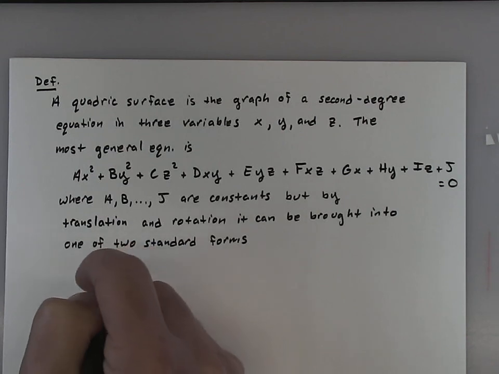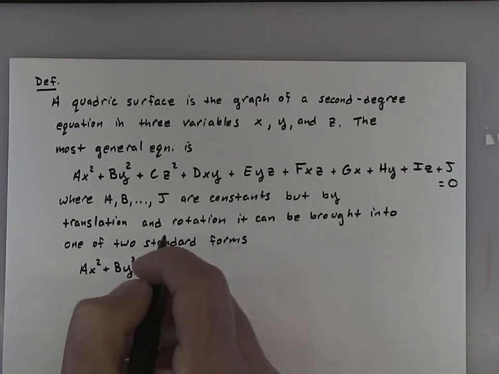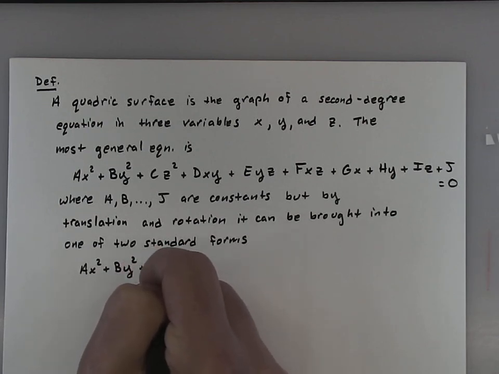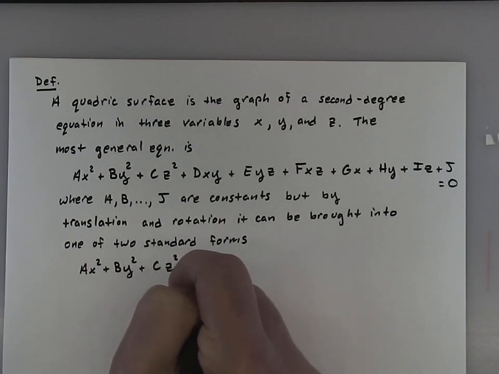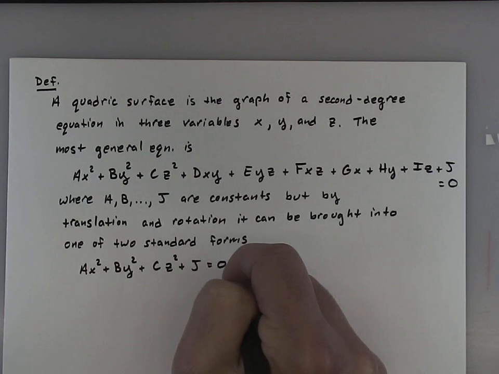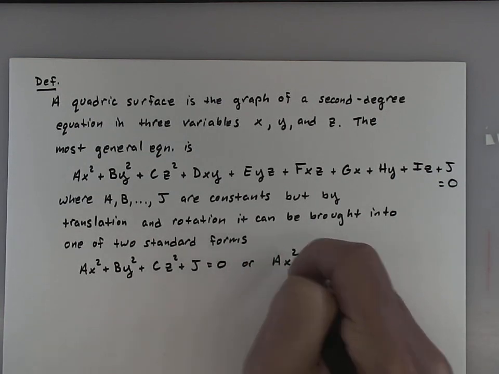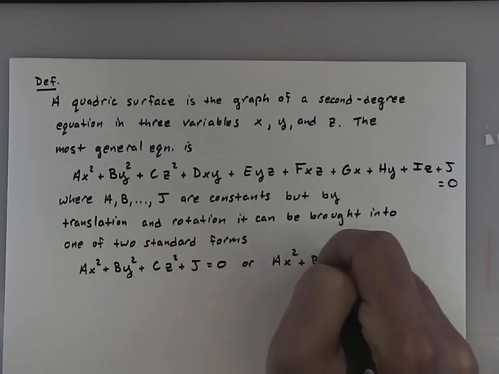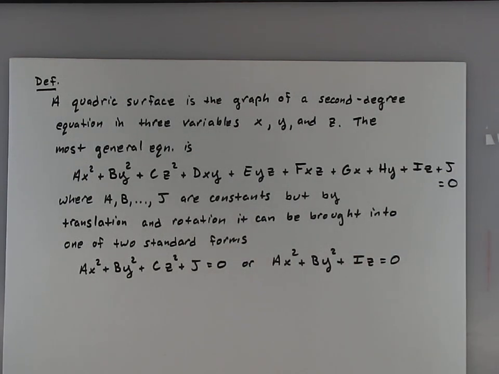ax squared plus by squared plus cz squared plus j is equal to 0, or ax squared plus by squared plus iz is equal to 0.